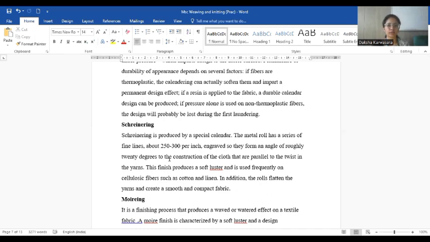In addition, the rolls flatten the yarns and create a smooth and compact fabric. Screening is a type of special calendering finish, but screening is used only on cellulosic fibers. The next one is the moiring.